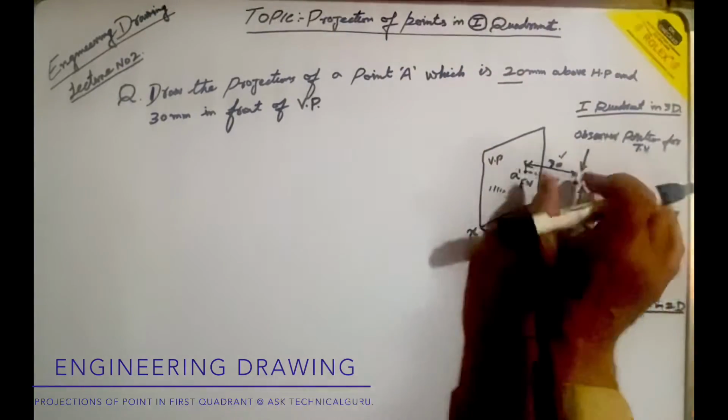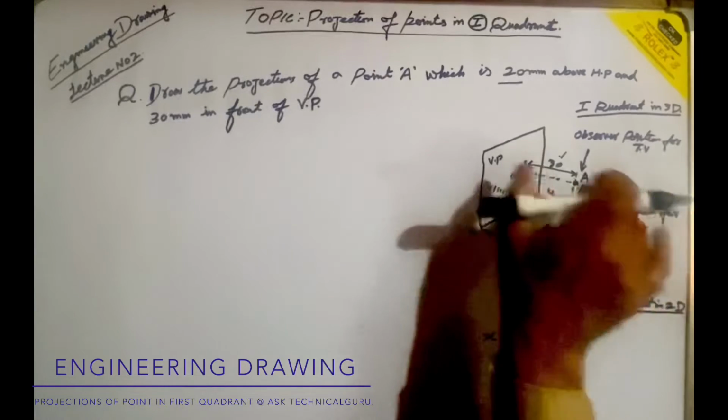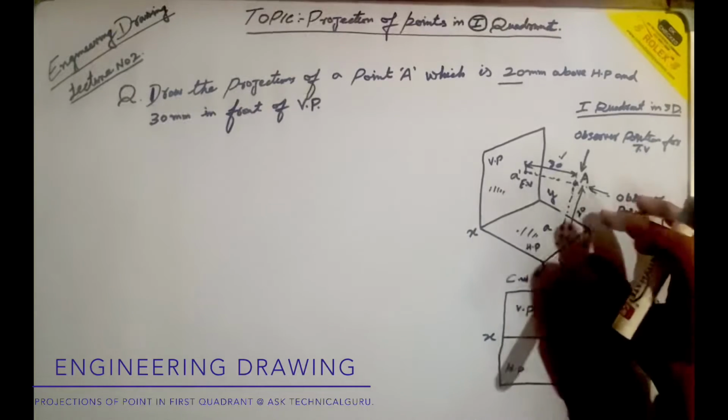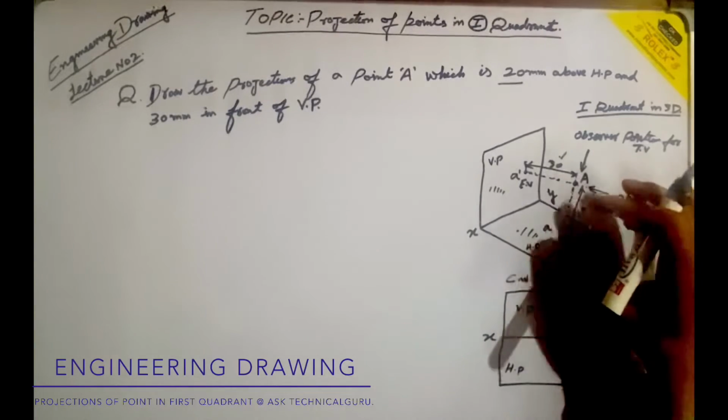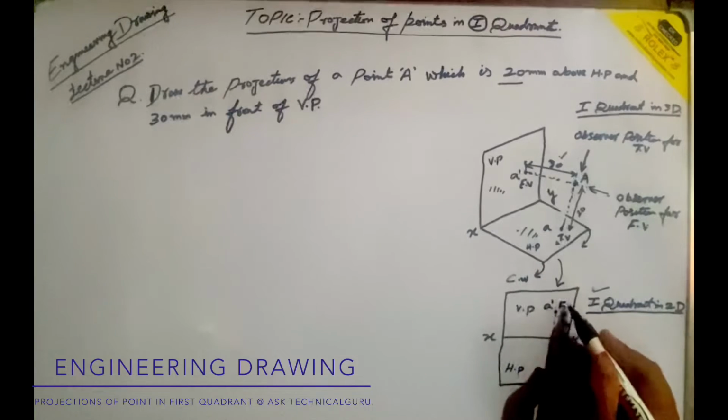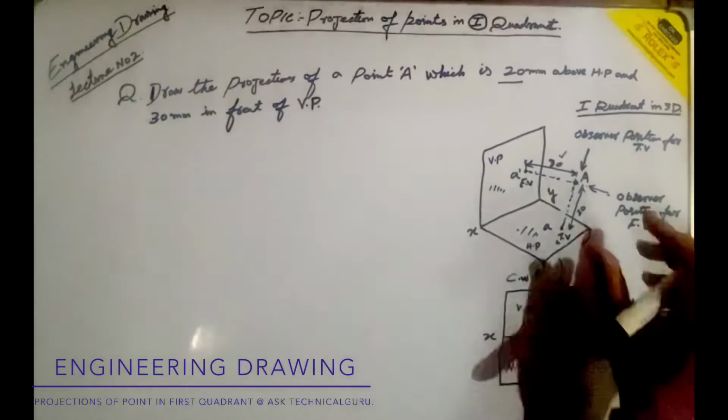In top view we will be able to see how much is this point in front of vertical plane, and in front view we will be able to see only how much is this point above the vertical plane, okay. So we are supposed to go away from this xy line 30 mm. Let us say this is the 30 mm, and this will be its top view, and this much of length will be 30 mm, okay. These are the dots. This is its top view and this is its front view. Very simple.